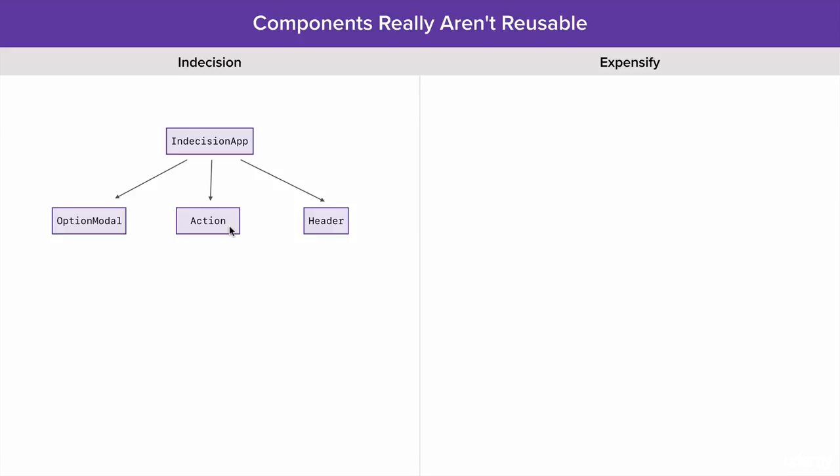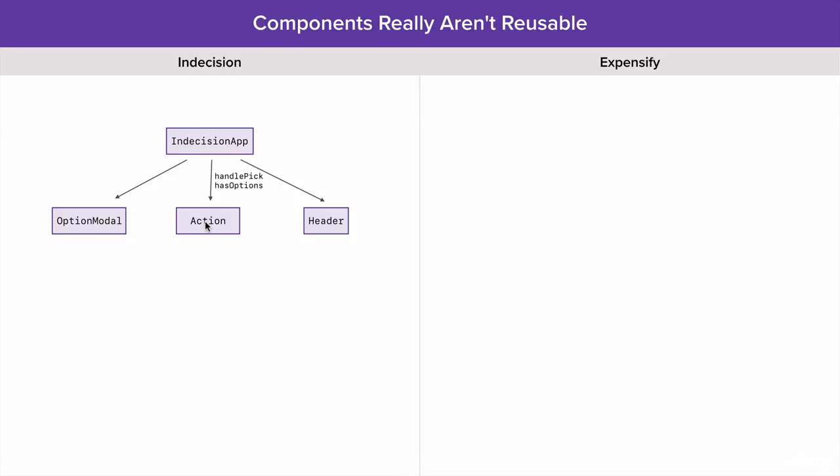Action rendered our really big button, and it needed two props in order to work. It needed handlePick and hasOptions. hasOptions was the Boolean letting it know whether the button should be enabled or disabled, and handlePick was a function. It could call that function to tell IndecisionApp to actually pick an item and show it in the modal.